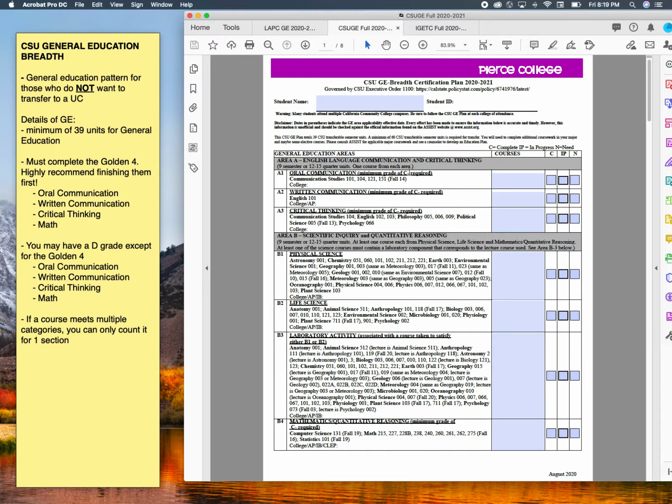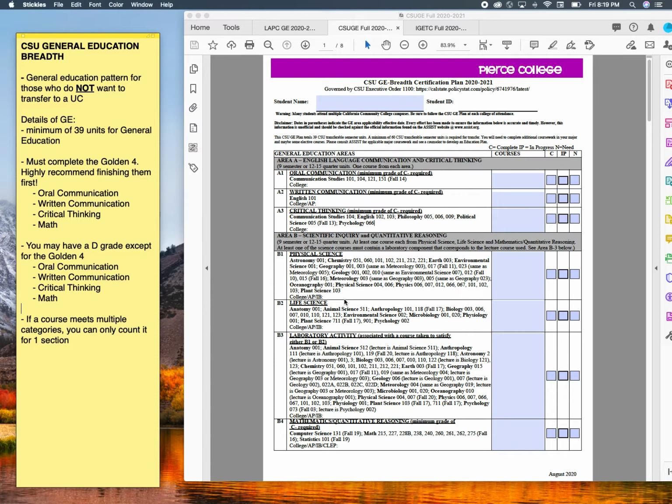Now, for this general education pattern, you can have D grades. They do accept D grades, except for the Golden Four, as you know, because you have to pass those with a C minus or better. But otherwise, in all the other categories, a D grade is acceptable.